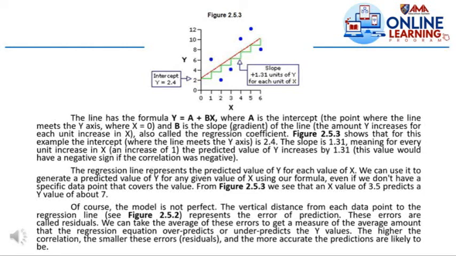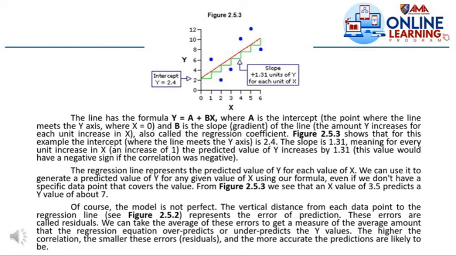Then, of course, the model is not perfect. The vertical distance from each data point to the regression line, which is shown in figure 2.5.2, represents the error of prediction. These errors are called residuals. We call it residuals, the excess.